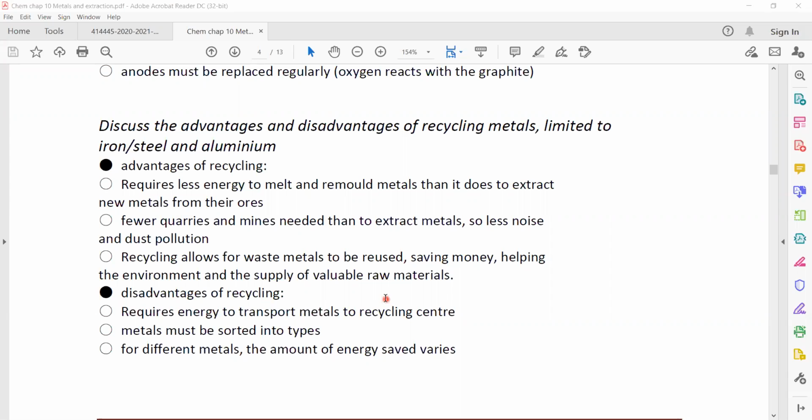You just have to learn the advantages and disadvantages, but not the process of how it is done. So a disadvantage of recycling metals such as iron, steel or aluminium is that it requires energy to transport, and sorting is needed. First, you have to sort out the metals, like this material is made of iron, this is steel, this is aluminium. And another disadvantage is that it requires energy to transport the metal from one place to another. And different metals require different amounts of energy to recycle.